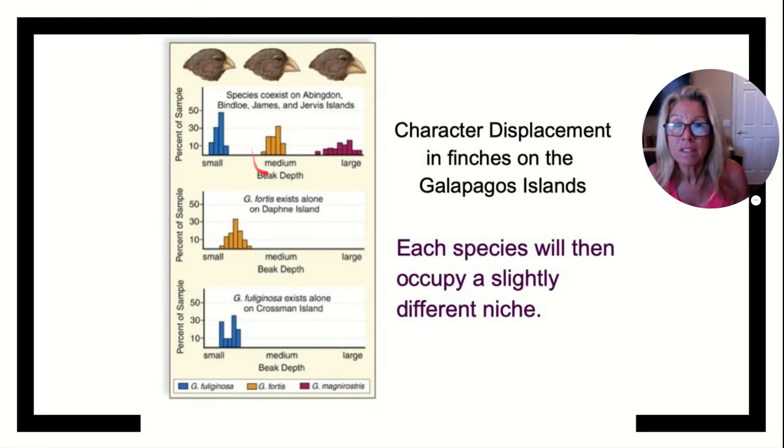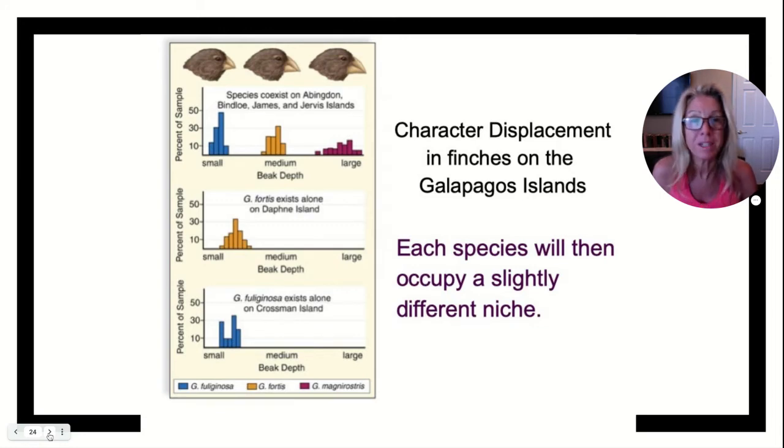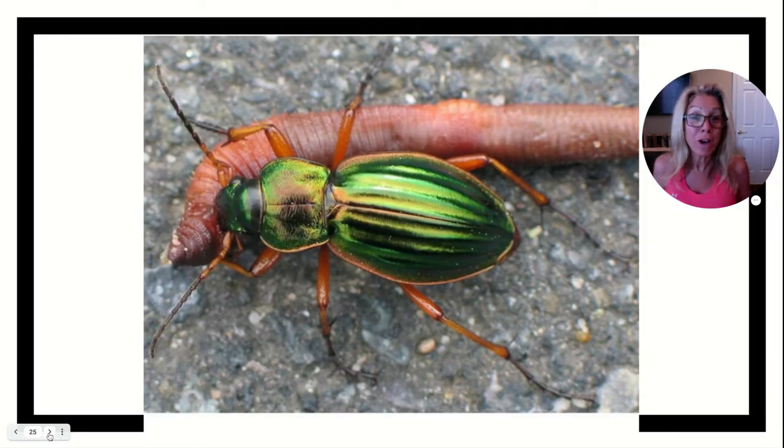But if you look at the same species right here, it tends to hover right here, a little bit smaller on its beak depth when it doesn't have the competition of this bird right here. So character displacement, differences in morphology and characters in order to reduce that competition, that is character displacement. Okay, what are some other interactions that can happen in a community? Well, predator-prey relationship. So obviously, this beetle is hunting this worm.